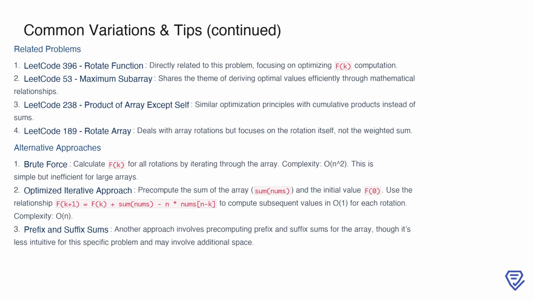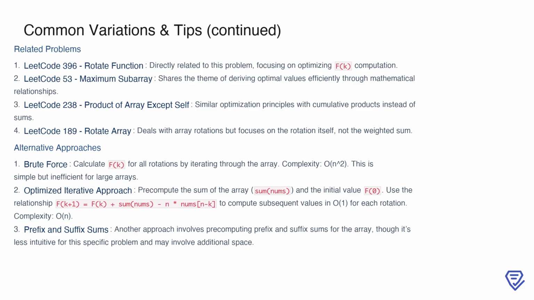To build a broader understanding, it's helpful to look at related problems. The rotate function itself, LeetCode 396, is the most directly relevant, as it focuses on optimizing the computation of f(k). Another problem to consider is LeetCode 53, maximum subarray. It shares the theme of deriving optimal values efficiently using mathematical relationships. Similarly, LeetCode 238, product of array except self, involves optimization principles but applies them to cumulative products instead of sums. Lastly, LeetCode 189, rotate array, is worth noting. While it deals with array rotations, its focus is on the rotation process rather than a weighted sum like f(k).